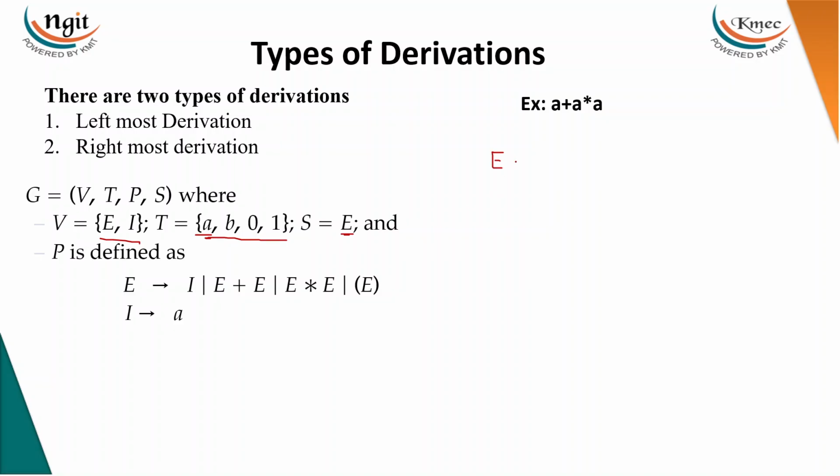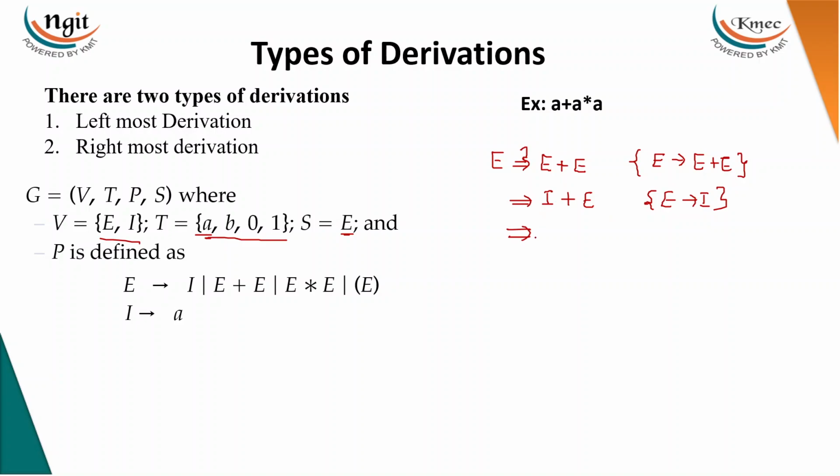See, E tends to, we can take it A plus A. Then let me go with E plus E. You can substitute E plus E. What is the production we have used here? E tends to E plus E. Okay. Then we are having two non-terminals. So in every step, if you substitute the leftmost non-terminal, that is called leftmost derivation. So now I'll replace this E with the I plus E. How we got it? We have used the production E tends to I.